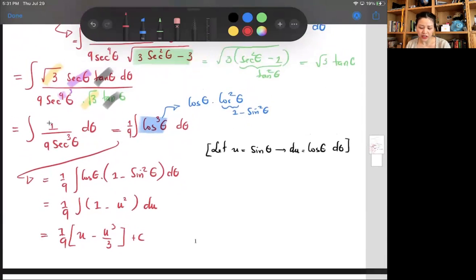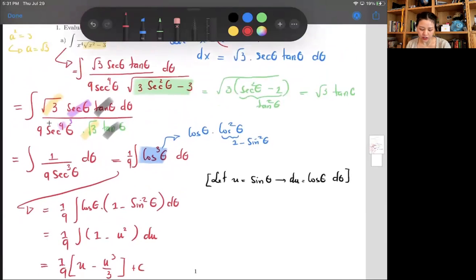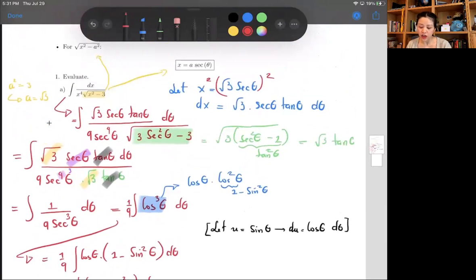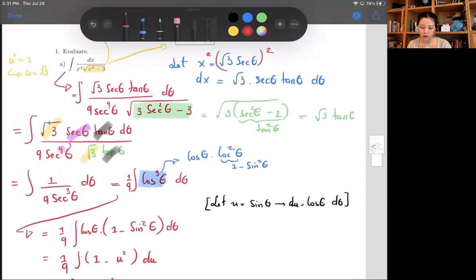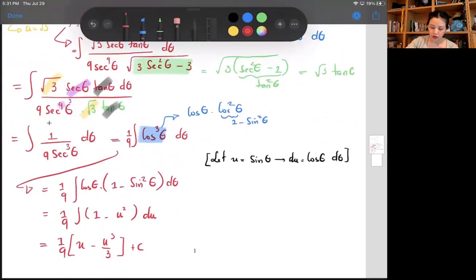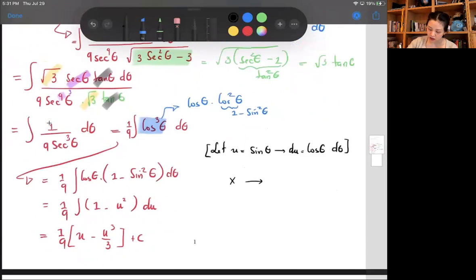Okay, remember, we're trying to solve things in terms of x, so you have to keep track of what we did. In the beginning we had x, and now we turn it into theta, and then we turn things into u.